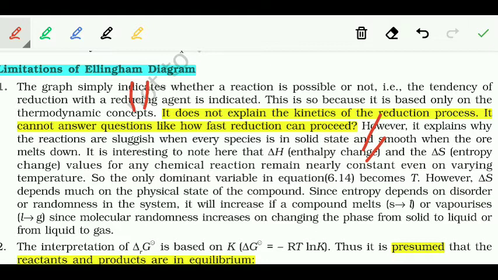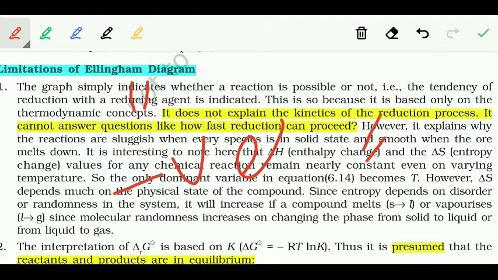The diagram says that the reaction will definitely complete if you have a delta G with a negative value. But it may take one day, one week, one month, one year, or it may take 1,000 years. So we cannot get an idea from the diagram of how much time the reaction will actually take to proceed or complete.